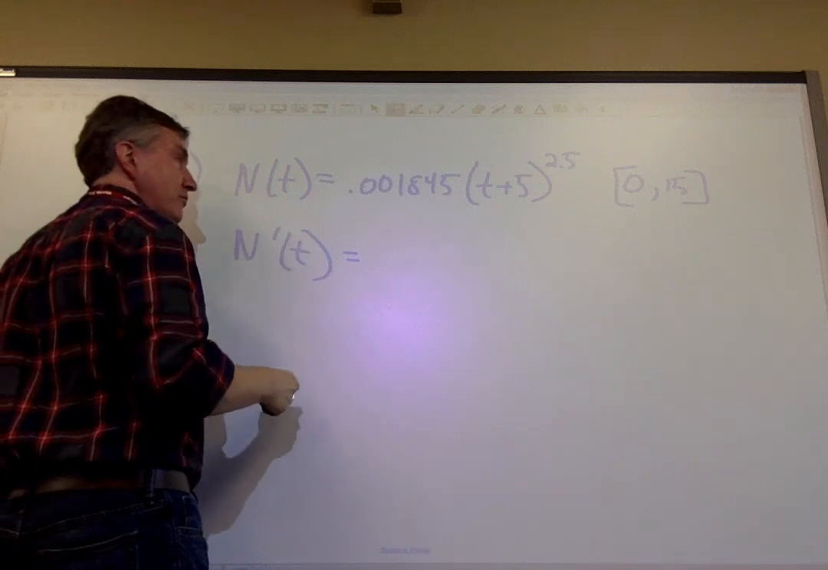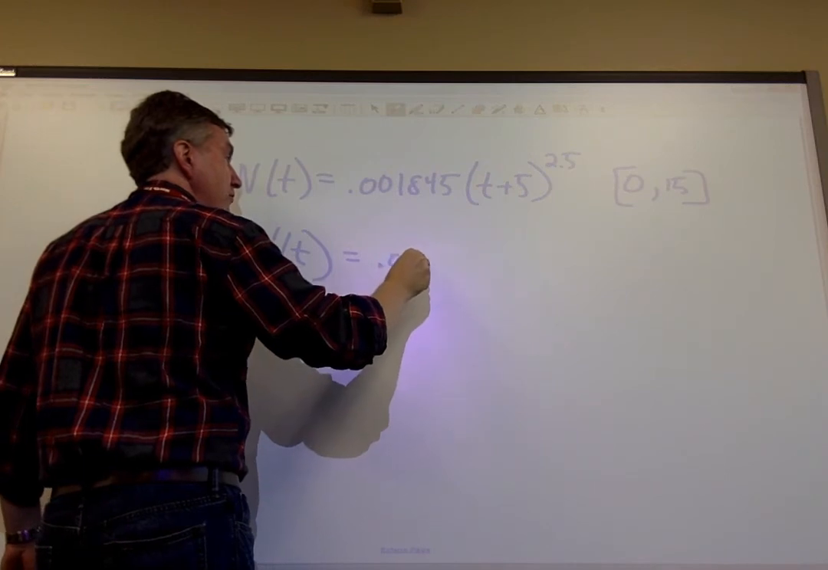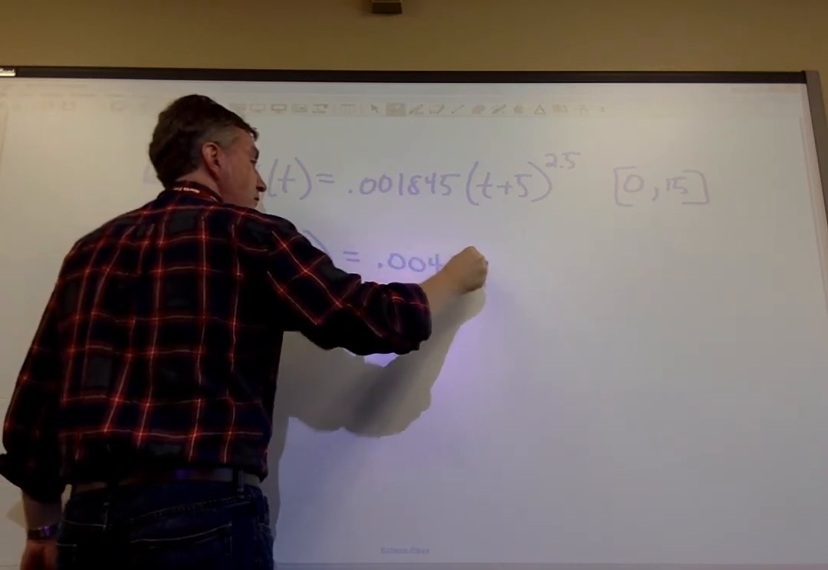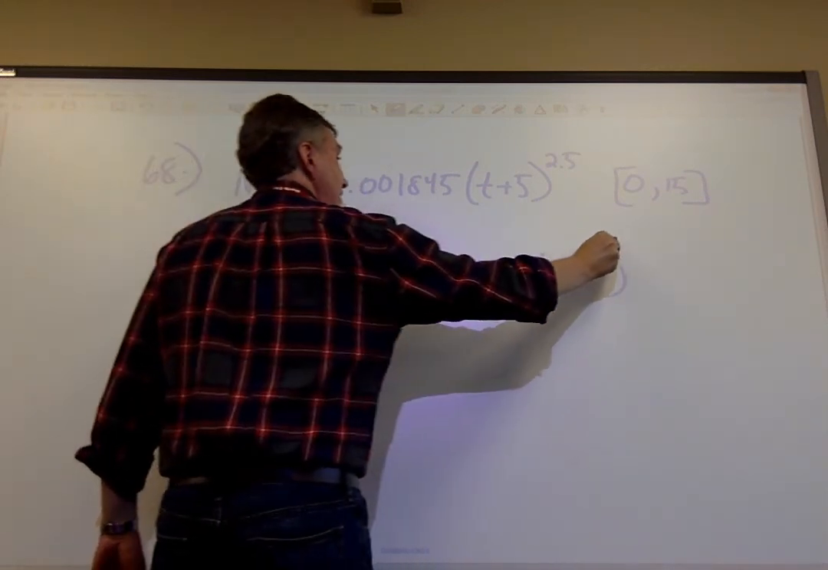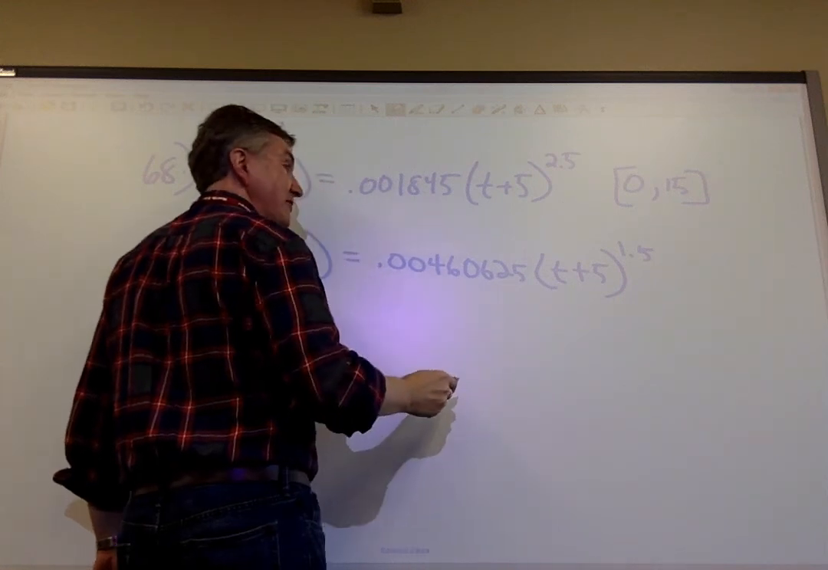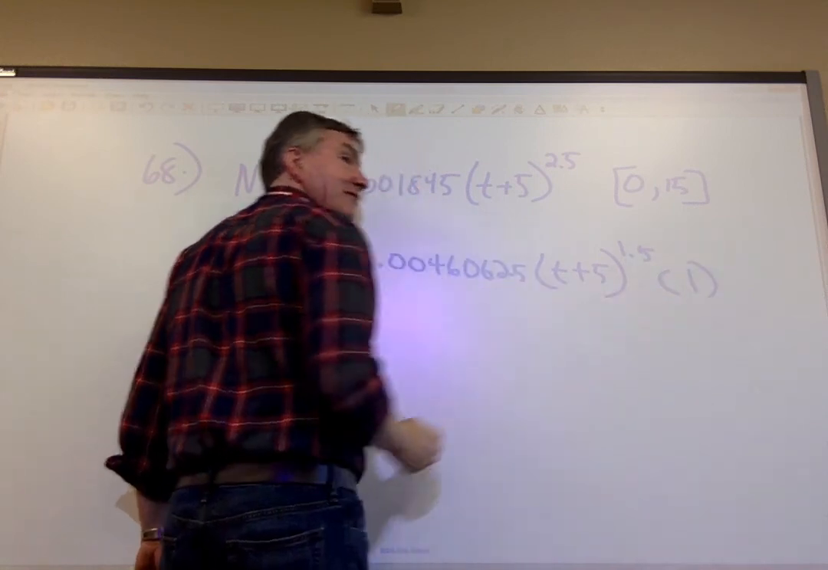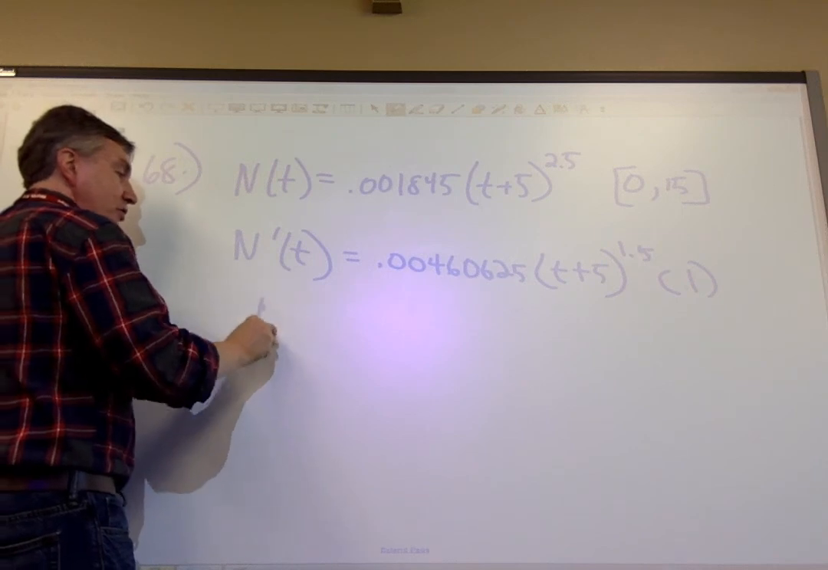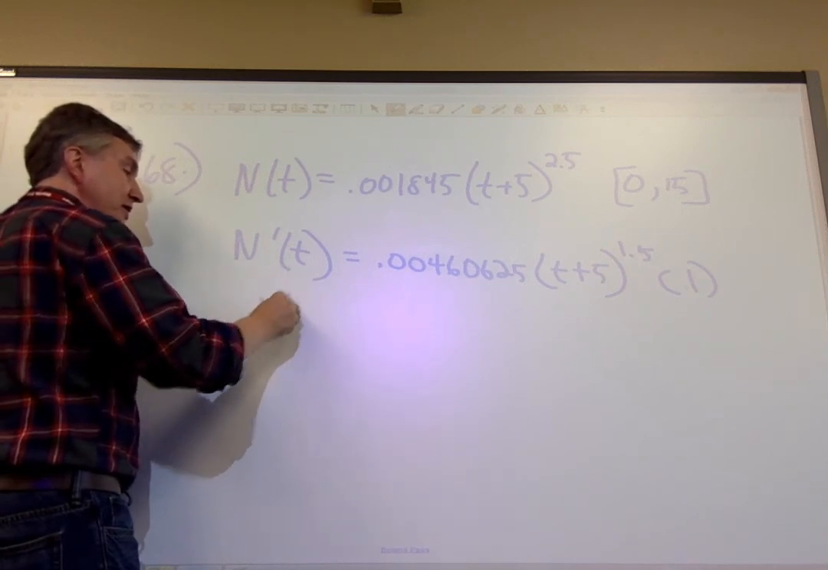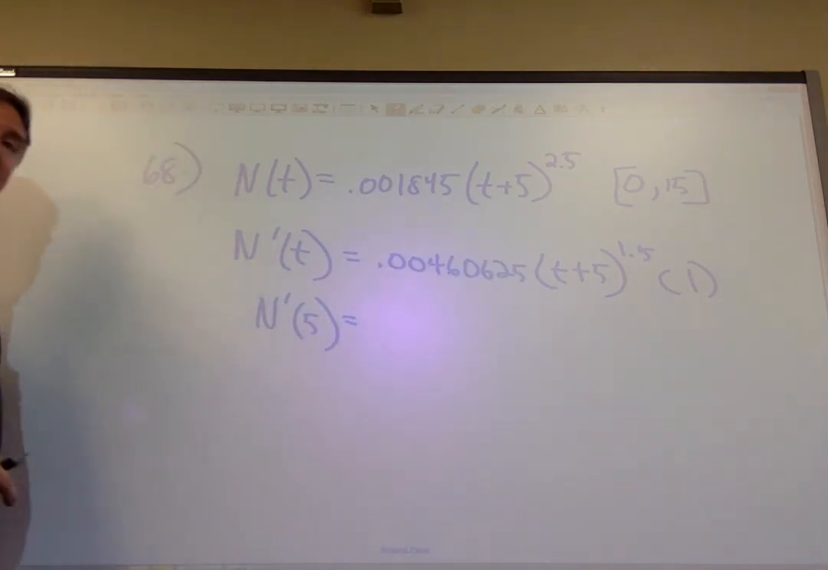The derivative is 0.0460625 times t plus 5 to the 1.5. And what's even the bonus to this one? What's the derivative of n? 1. It makes it no worse. So, if I want to find how quickly the outsourcing was changing in year 5, in 2005, I just plug 5 right in, and I use my calculator to get what that value is.